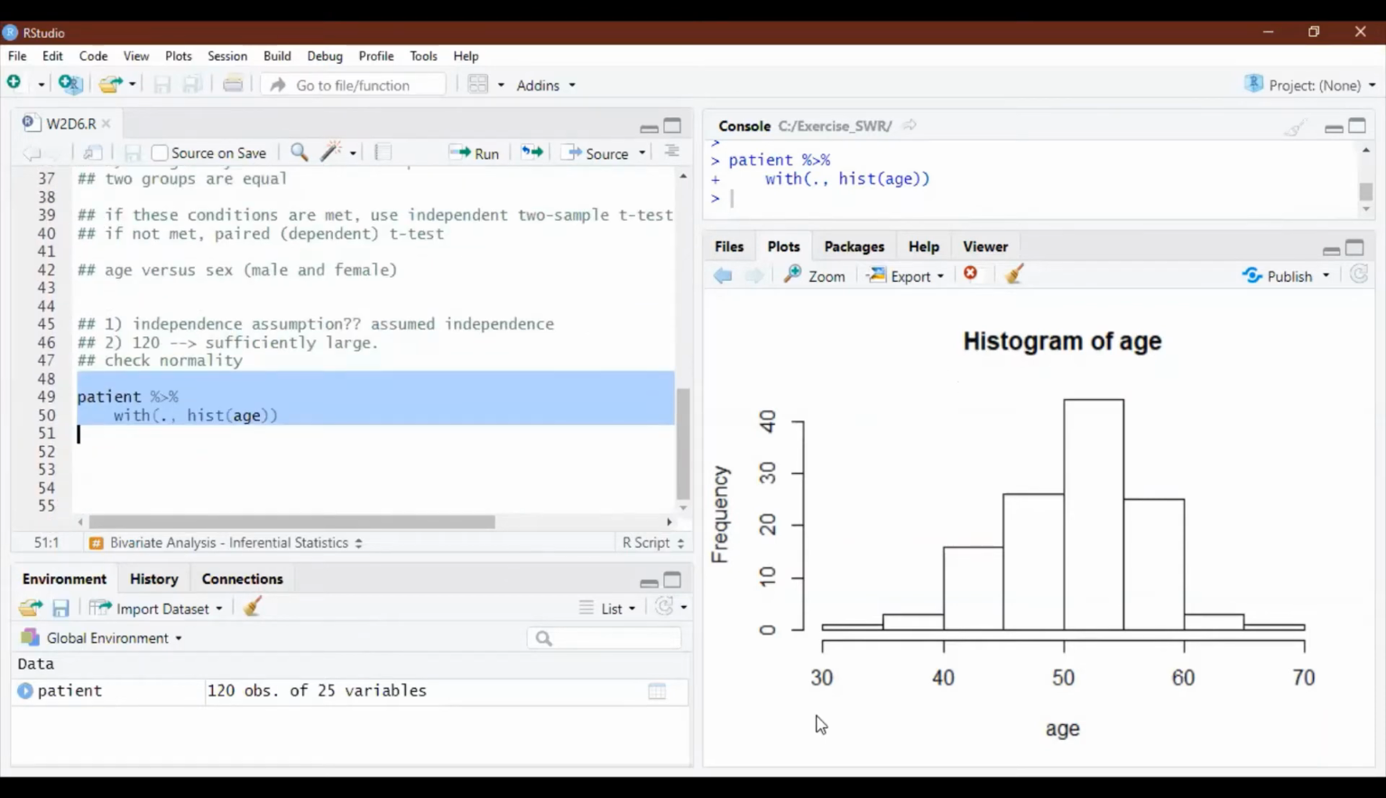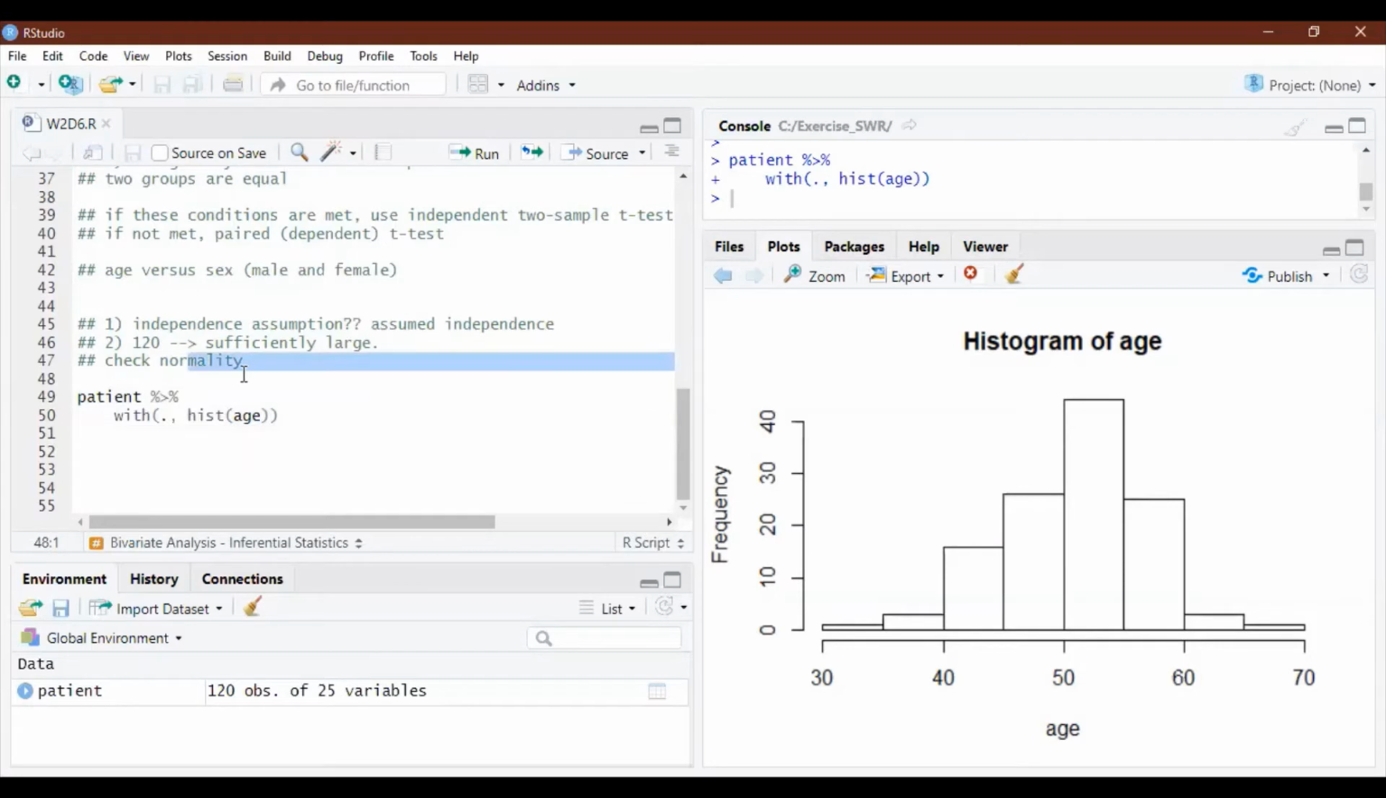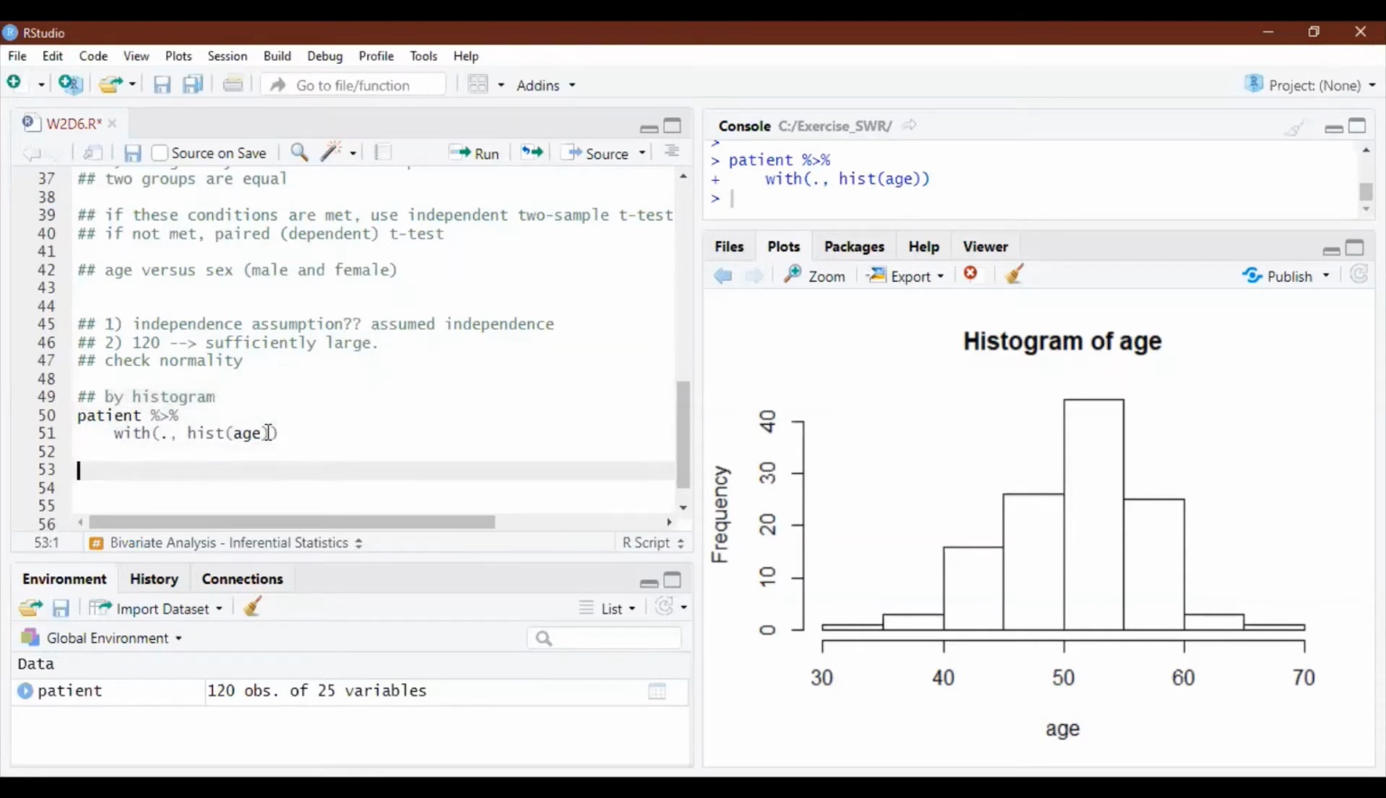Looking at this distribution, the data set is fairly normal. So I think our normality assumption is met, but again, it is by checking with a histogram. And the second way we can check is by using a hypothesis test.